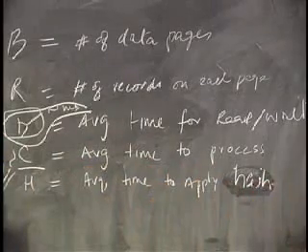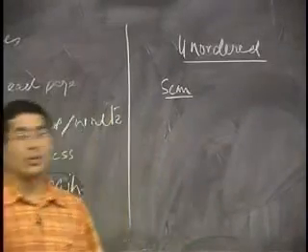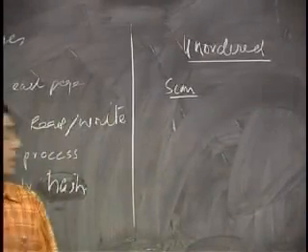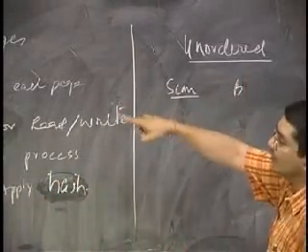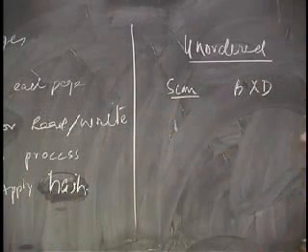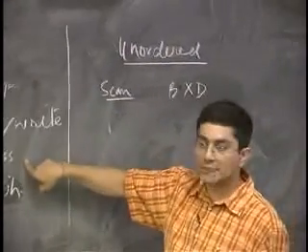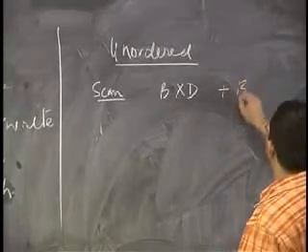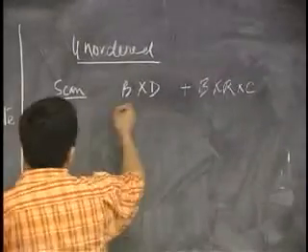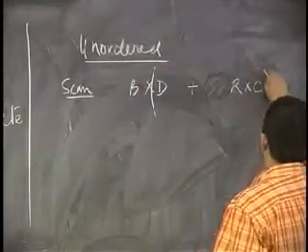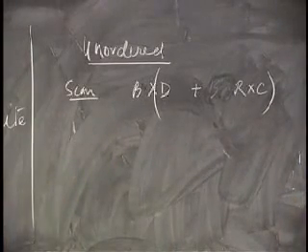So if you want to scan an unordered file, we need to go through the whole file. So the time would go into as many data pages as there are being accessed, and then all those pages will have records, and C is the average time to process a record. So you will have something like B times R times C. This would be our scanning time for an unordered file.